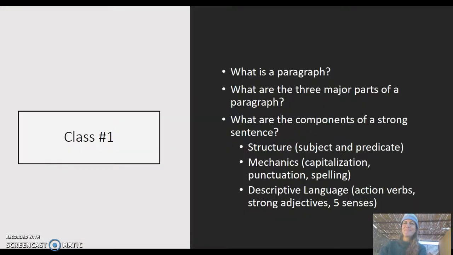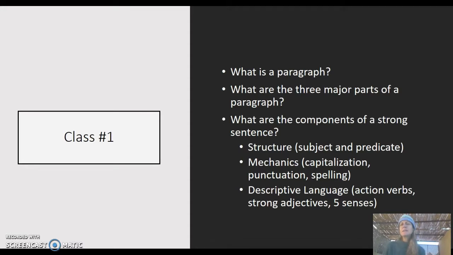Okay, our first class, we covered the definition of a paragraph. What are the three major parts of a paragraph? Can you name those? What are the components of a strong sentence? Remember, we talked about structure, mechanics, and descriptive language. And you'll see I've broken each of those down.